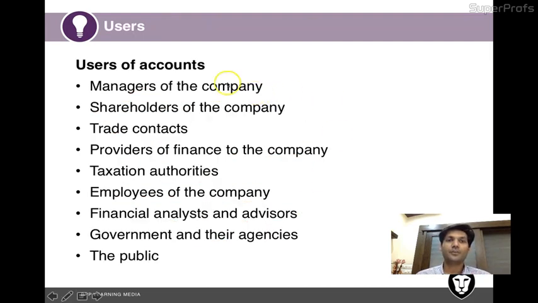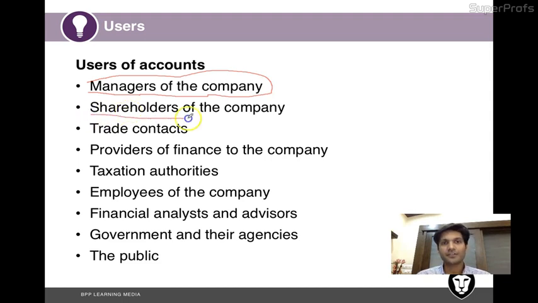So now we'll talk about the various users of the accounts. Okay. So the first user is managers of the company. What do they do? They manage the company. We also call them managers. They are basically involved in the company's day-to-day operations.